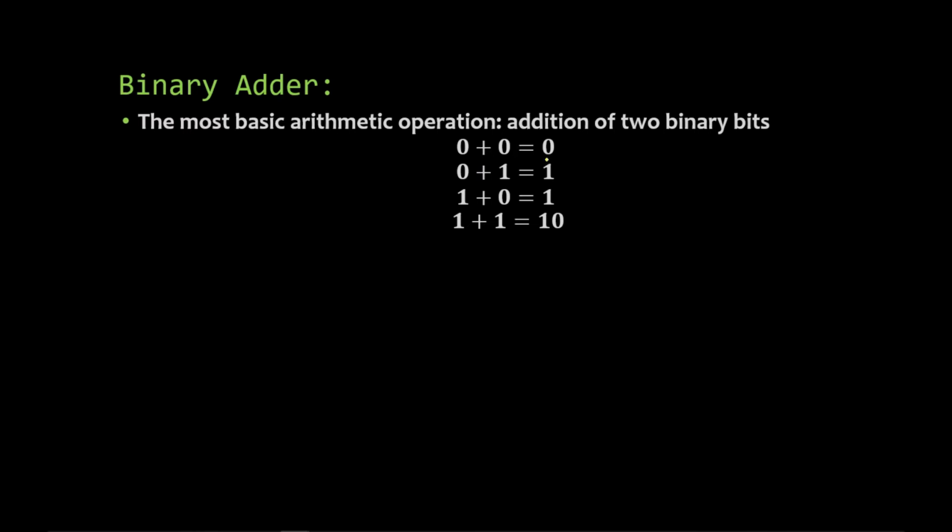You can see that 0 plus 0 is equal to 0, 0 plus 1 is equal to 1, 1 plus 0 is equal to 1, and 1 plus 1 is equal to 10. Here, we are going to get this most significant bit as the carry.